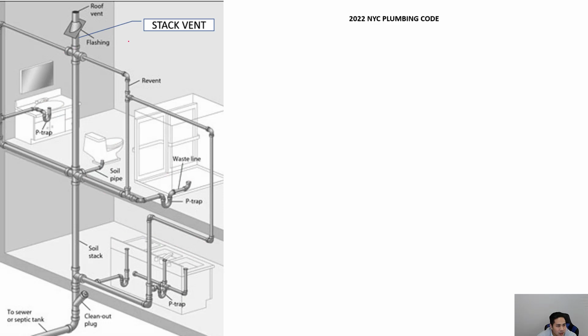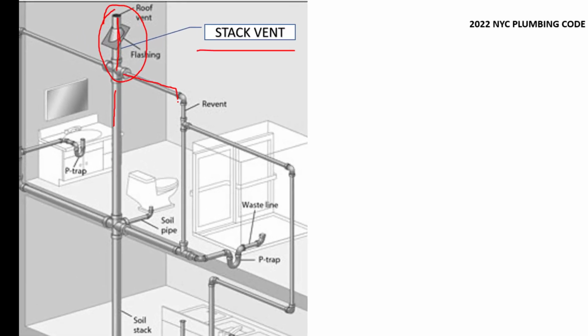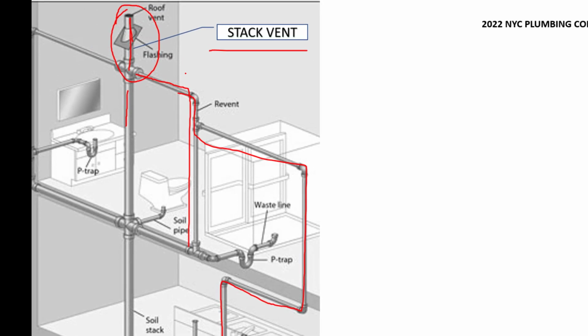If you look up here, this is the stack vent, which is just the extension piece from the soil to the outdoors. And so this piece here is the stack vent, where all the other vents are connected to, as you can see here. And even the fixtures from the floor below are directly connected basically back to that stack vent here.